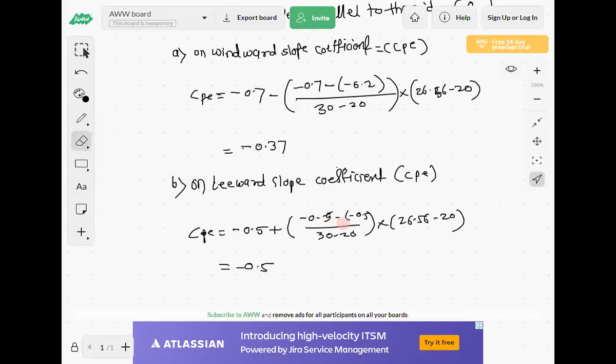Because this minus 0.5 and plus 0.5, this will cancel. So here 0. So 0 divided by this how much, or multiply 0 into anything, this next term will be 0.